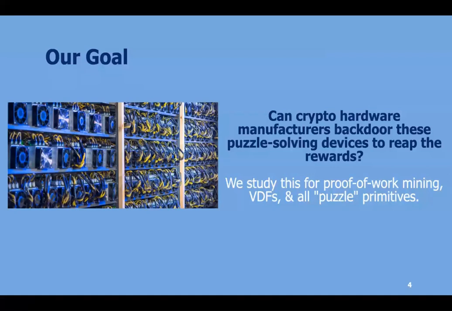Our goal in this work is to talk about cryptographic hardware that is used in puzzle-solving devices. A lot of these puzzles, such as proof of work, VDFs, proof of space, are deployed in blockchain consensus today. There's also a development of zero-knowledge provers as hardware. We'll focus on these puzzle primitives today, and we will try to answer the question of whether hardware manufacturers can backdoor these devices that are used for puzzle solving in blockchain consensus, and if they can reap rewards.